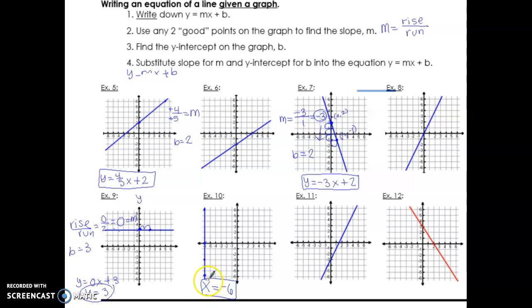Again, that's an x, not a y. X is equal to -6. That just means any y point you pick, your x is always going to be -6.